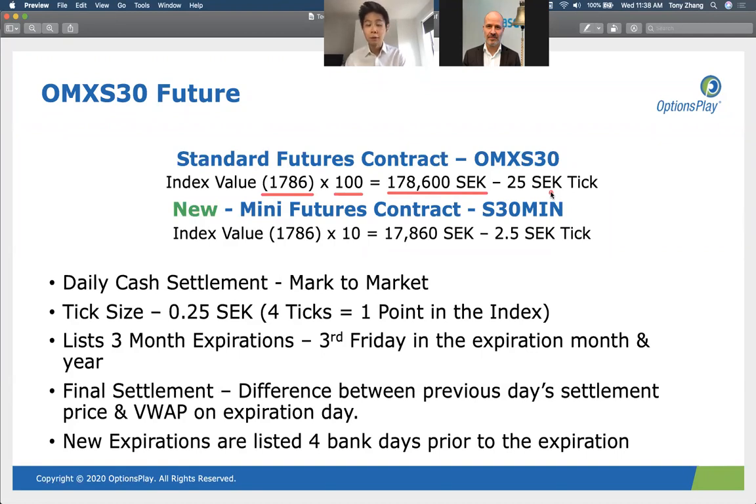Now, the new mini futures contract, which was recently launched and which you can trade at Nordnet, is the same index value multiplied by 10. It's just a smaller contract. So each contract is only 17,860 crowns. This allows you to trade much smaller size. So if you have a smaller portfolio, maybe you don't have a 1 million crown portfolio or a 5 million crown portfolio, maybe you have a 200,000 crown portfolio, and you want to trade smaller size, that's what these new futures contracts were built for.